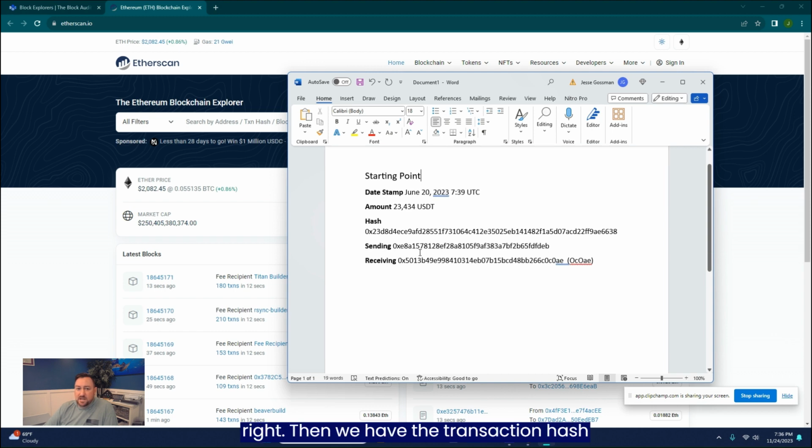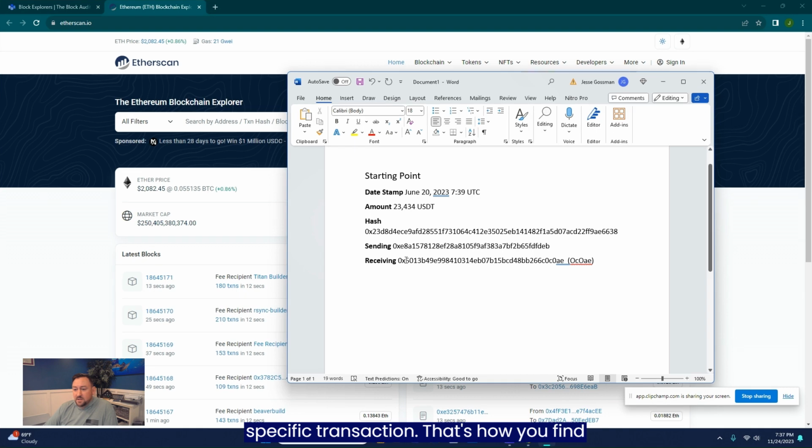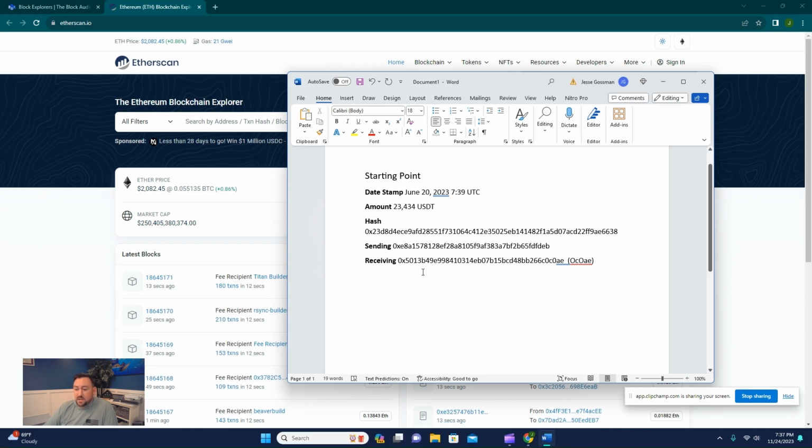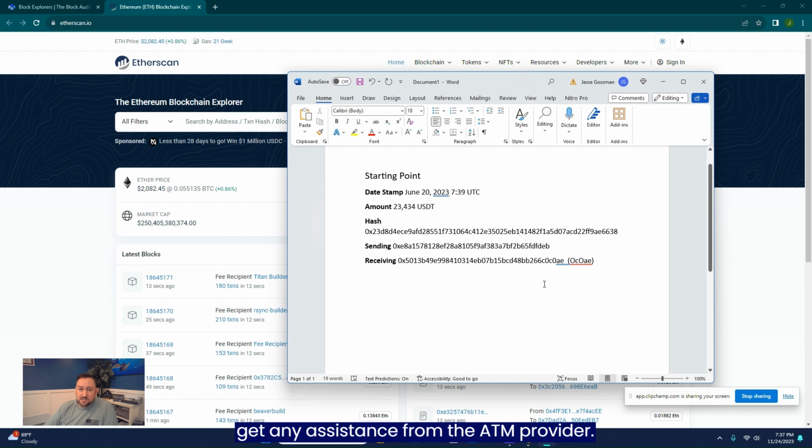All right, then we have the transaction hash. That's basically a receipt for that specific transaction. You're going to have the sending address, that's where your victim sent the money from, and the receiving address, that's going to be your bad guy. In this case, I also pulled out the last couple digits because sometimes on an ATM receipt, all you'll have to go on is the last couple digits if you don't get any assistance from the ATM provider.